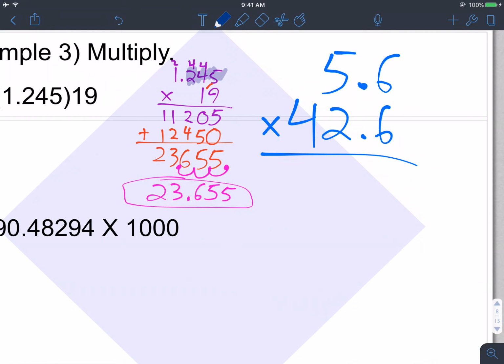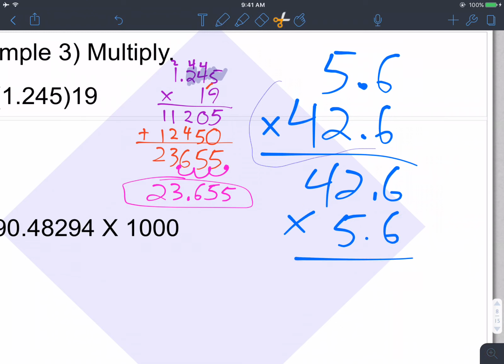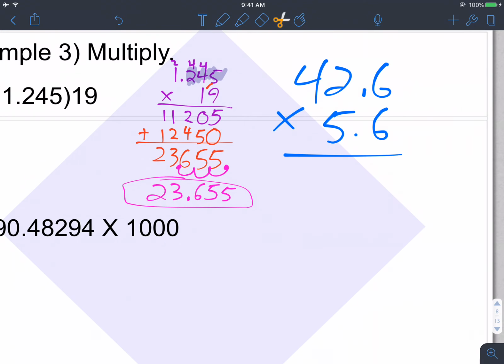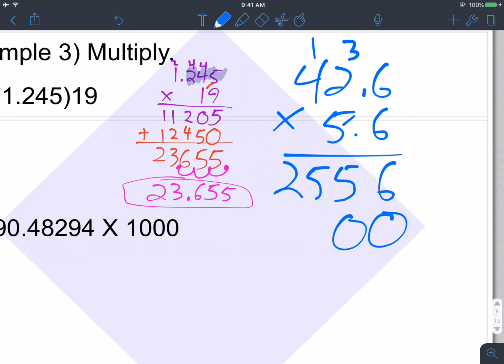I could multiply it like that, but it's probably better if I put it up the other way. So I'll do it 42.6, 5.6. Now they both have decimal points, okay? But same process. 6 times 6. And then 2 times 6 is 12. Oh, yeah, and then add the 3 is 15. Okay, 6 times 4, 24, plus 1, 25. Placeholder. 5 times 6 is 30.